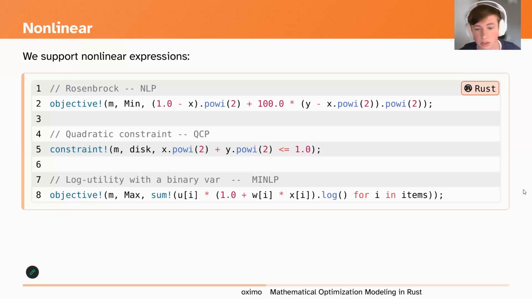For example, and these are all three different examples. In the first example, we can define this as an NLP, assuming that both y and x are reals. The second one is a constraint and it's quadratic, so we define that as a QCP. And then finally, if x is an integer, then we'll have a MINLP, a mixed integer nonlinear program, sorry, because we have also the log function.